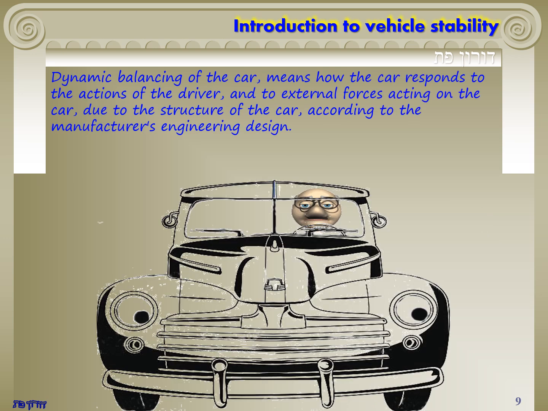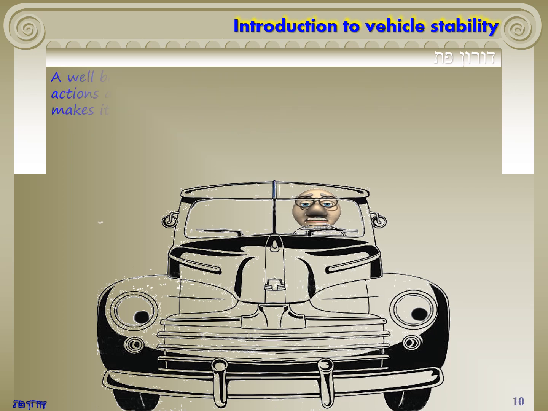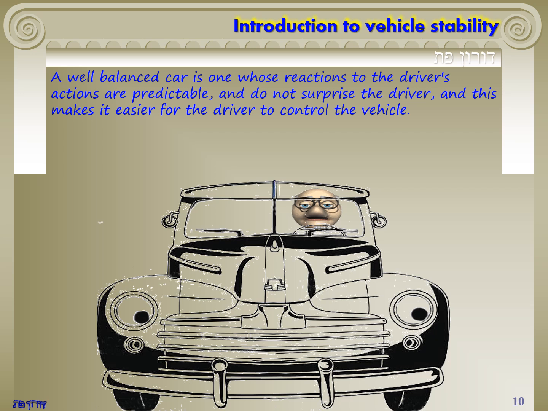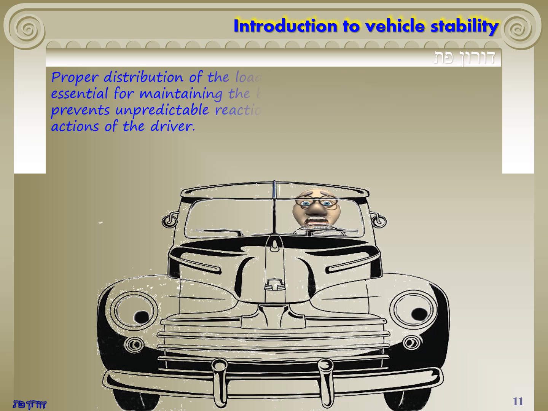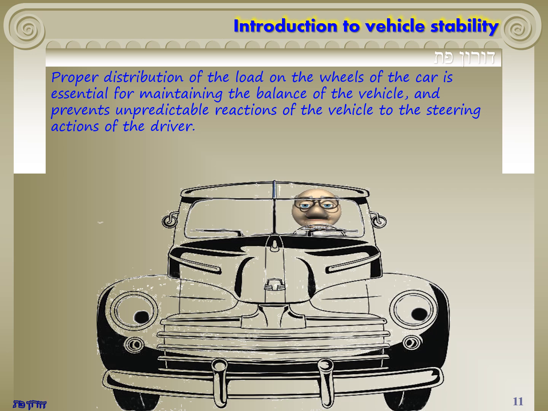Dynamic balancing of the car means how the car responds to the actions of the driver and to external forces acting on the car due to the structure of the car according to the manufacturer's engineering design. A well-balanced car is one whose reactions to the driver's actions are predictable and do not surprise the driver, and this makes it easier for the driver to control the vehicle. Proper distribution of the load on the wheels of the car is essential for maintaining the balance of the vehicle and prevents unpredictable reactions of the vehicle to the steering actions of the driver.